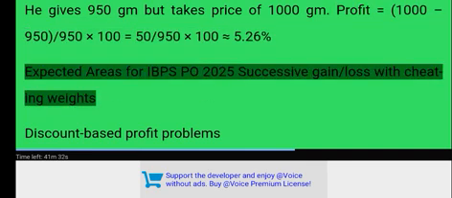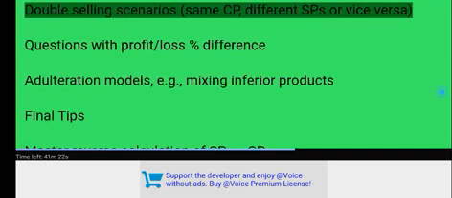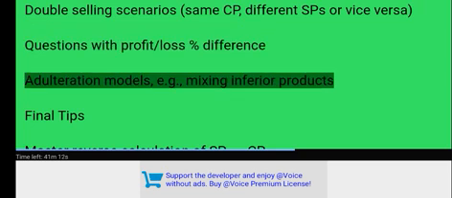Expected areas for IBPS PO 2025: successive gain and loss with cheating weights. Discount-based profit problems. Double selling scenarios, same CP with different SPs or vice versa. Questions with profit and loss percent difference. Adulteration models, for example mixing inferior products.